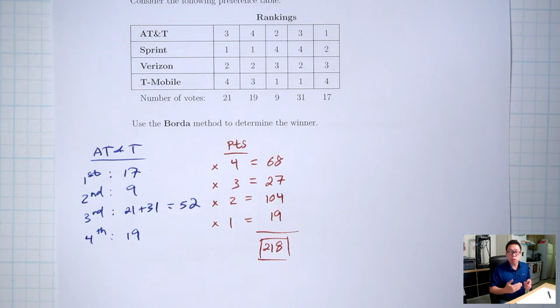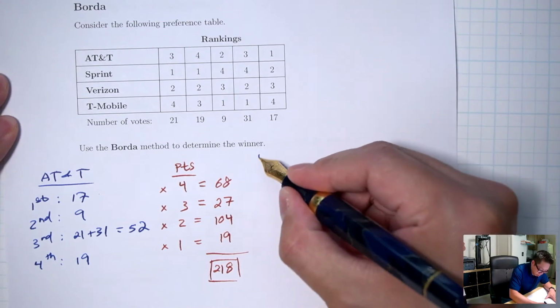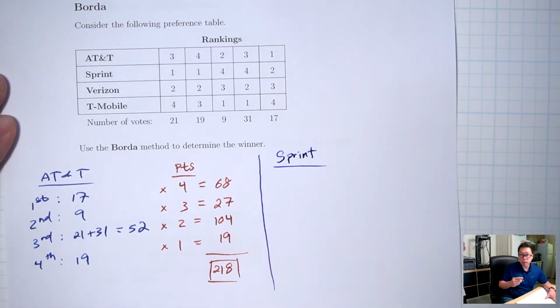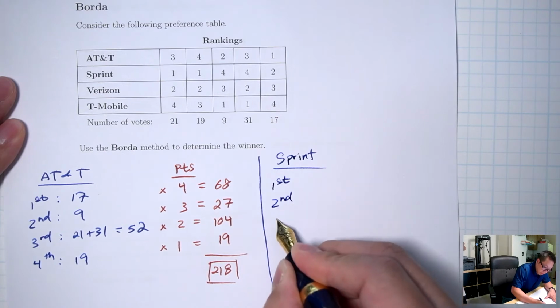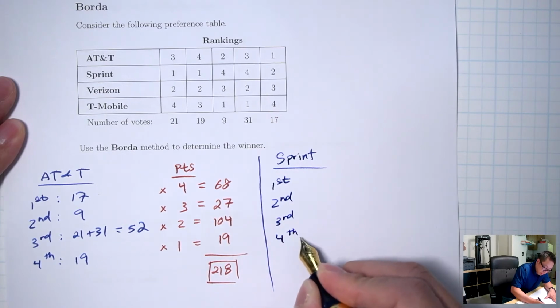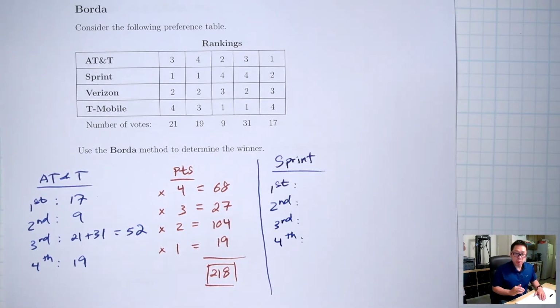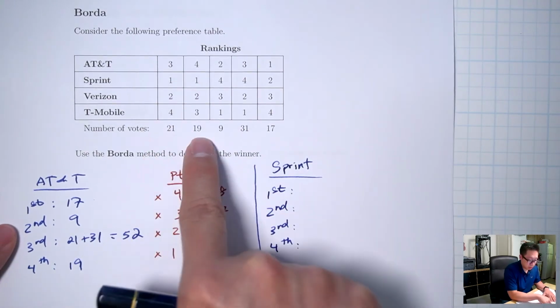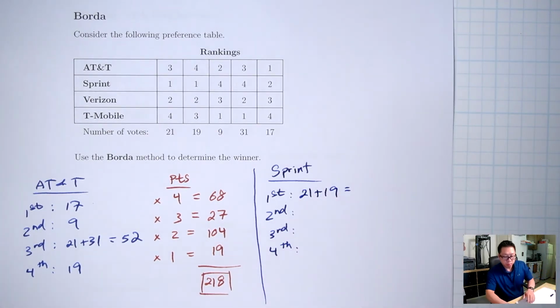And then we're going to do the same thing for Sprint, Verizon, and T-Mobile. Okay, for Sprint, we'll count first, second, third, and fourth place votes. How many people voted Sprint first place? Okay, look for the 1s. I see these 2 1s, which means these 21 together with the 19. So 21 plus 19. Pretty sure that's 40, but let me double check. Yep, 40.